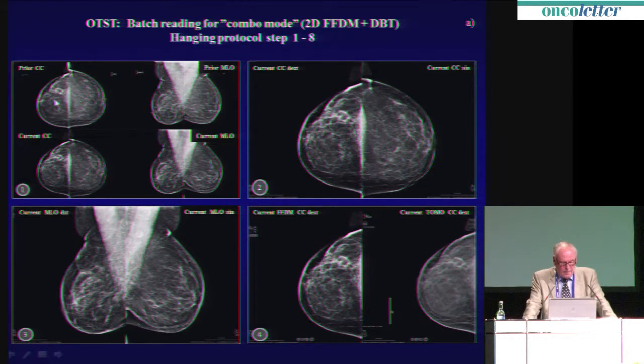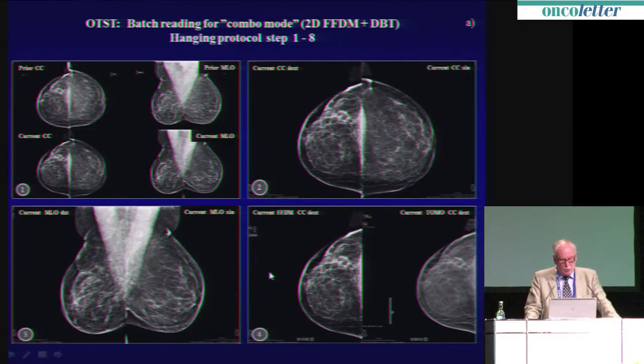First step: prior CC back-to-back, current CC back-to-back. Prior MLO back-to-back, current MLO back-to-back. Only to see, are there any developing densities? Are there any developing masses? I'm not looking at all for details on this first step of the hanging protocol. Just, is there anything that is developing in the right or in the left breast? And then the current CC back-to-back, are there any differences? MLO back-to-back, as a current.